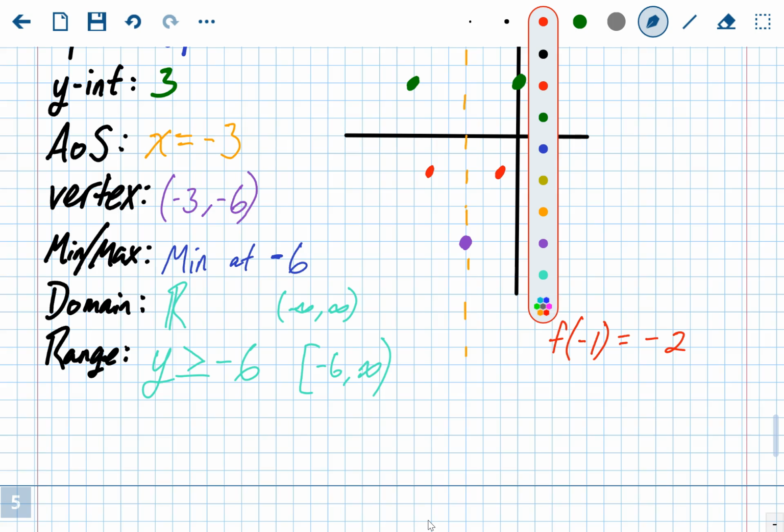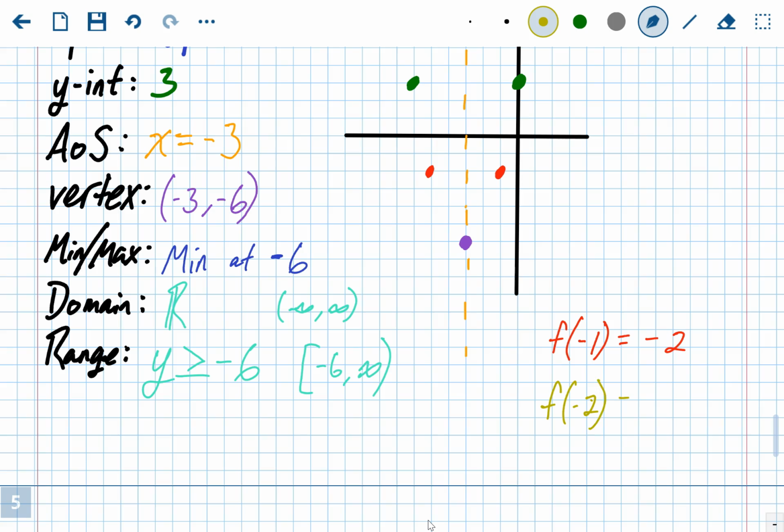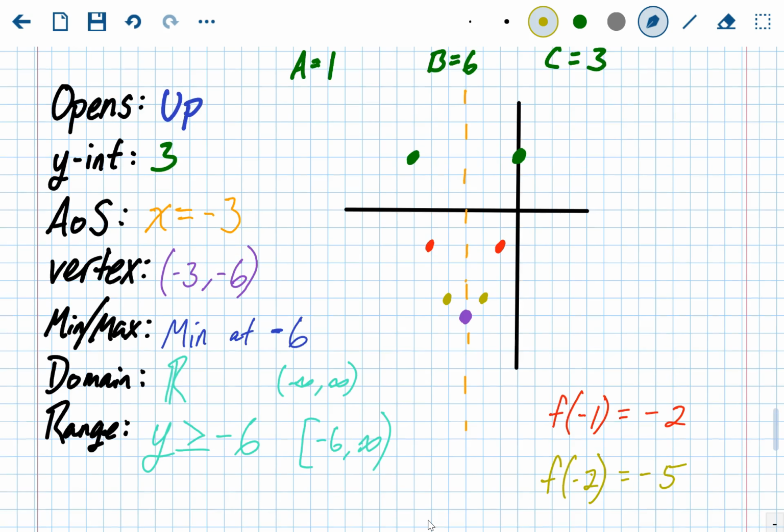You could have also found another point. You could have plugged in -2. If you plugged in -2, you would have gotten -5 out. Okay. Which corresponds to the point (-2, -5). Which also flips to (-4, -5). So those are the possible additional points you could have picked.